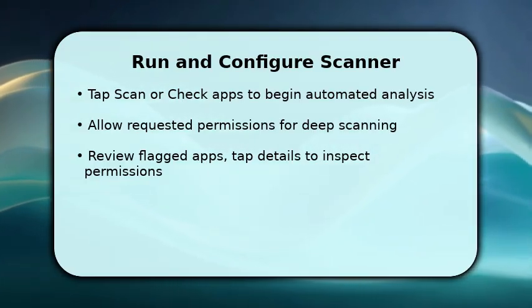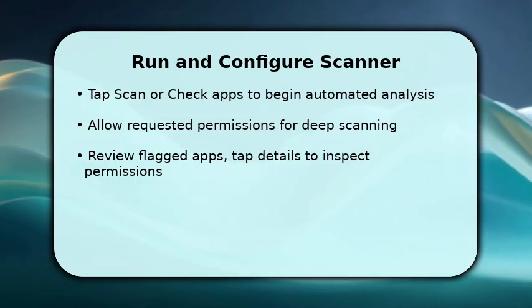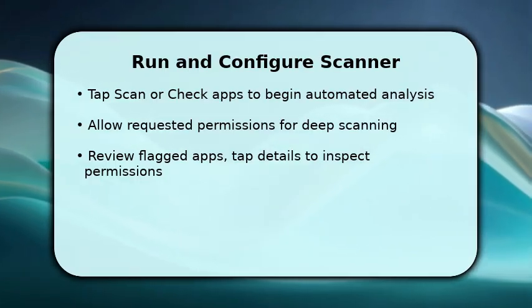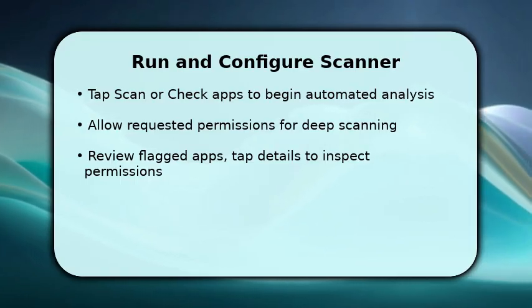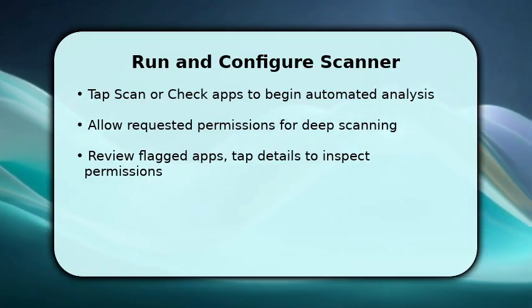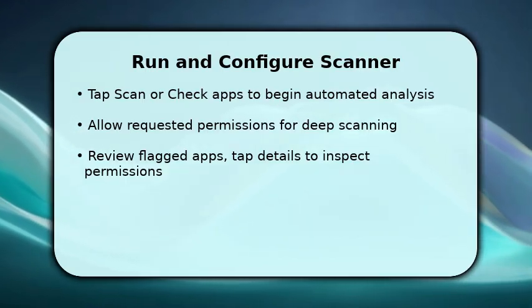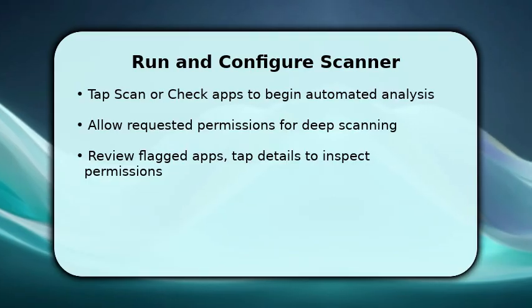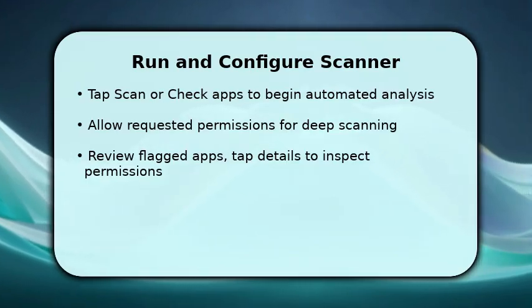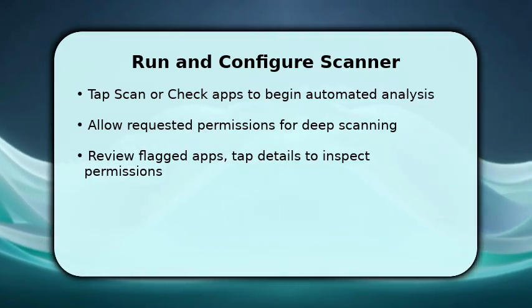The scanner will show risky permissions, behavioral indicators, and source details. Make sure to expand details for each flagged app to see why it was marked. This helps you distinguish false positives from real threats. If an app was sideloaded, note its installer source. That often explains uncommon permissions and risk scores.